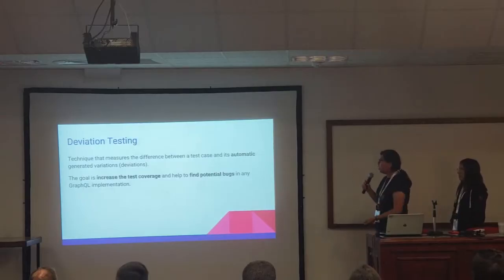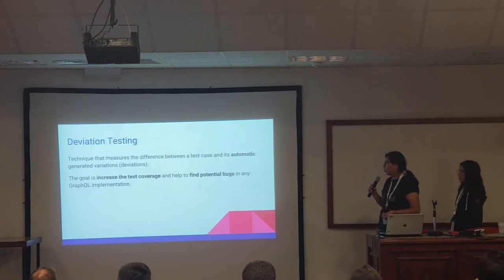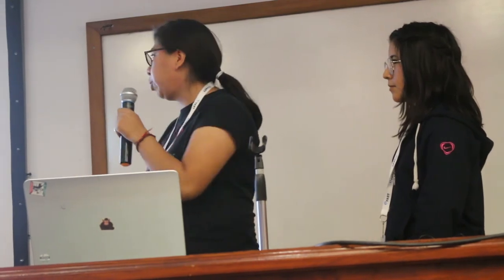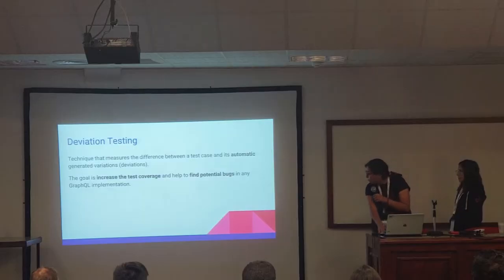We developed this little technique that we call deviation testing, which measures the difference between the initial test case that we provide and the variation that we create from that initial test case. As I said earlier, the goal of this is to increase coverage and find potential bugs in our implementations of our GraphQL API.